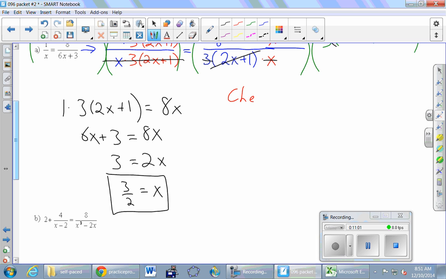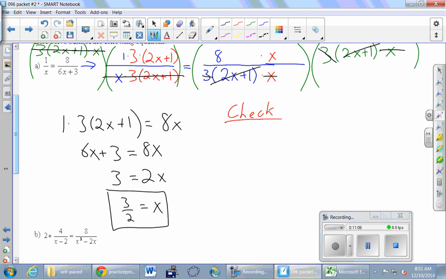So let's do our check over here. So we're going to take the original equation, go all the way back to the original, and we're going to change all those x's into 3/2. So 1 divided by 3/2 equals 8/6 times 3/2 plus 3.